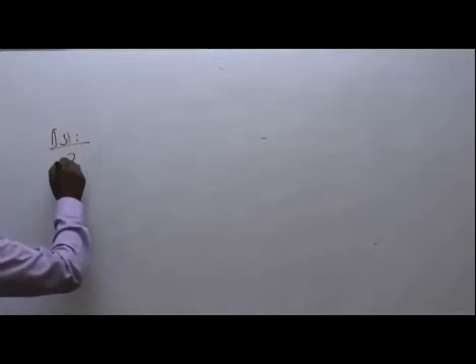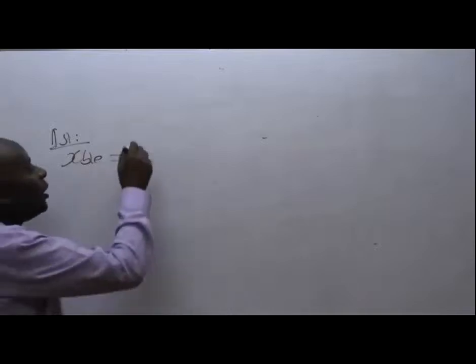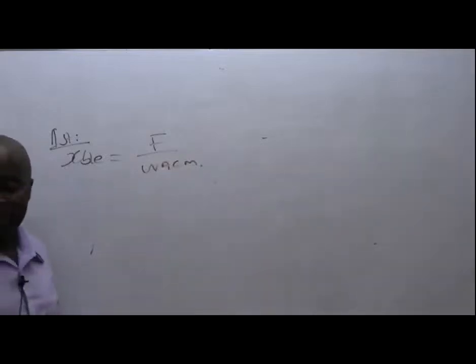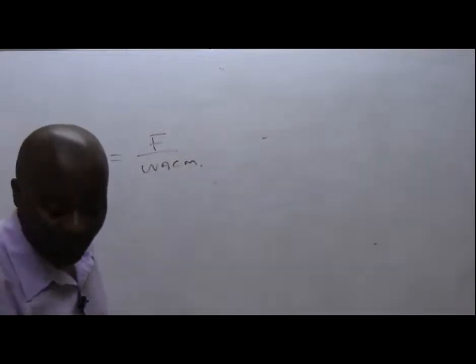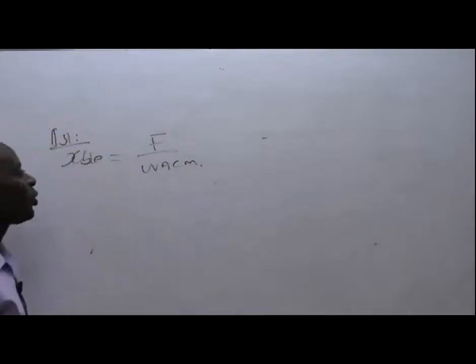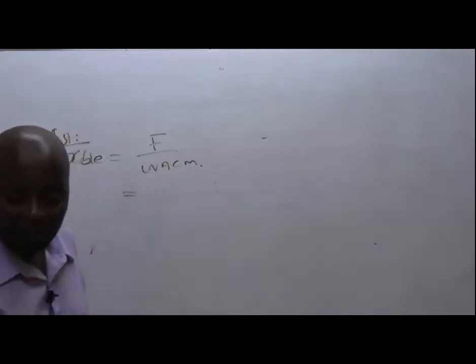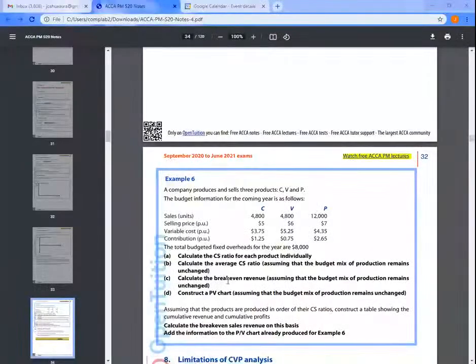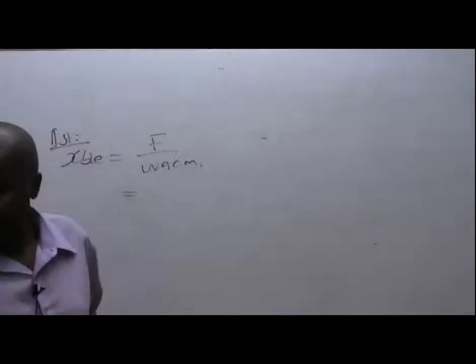So first, X break-even. Here, because there are three products, I'll talk of fixed cost over WACM, which will end up giving me what figures, ladies and gentlemen? Fortunately, I have the fixed cost of the farm. The fixed cost of the farm has been provided. It is 8,000.